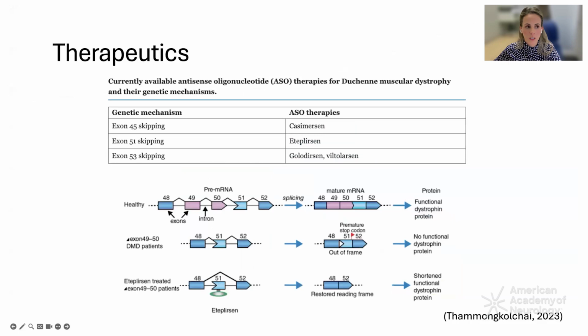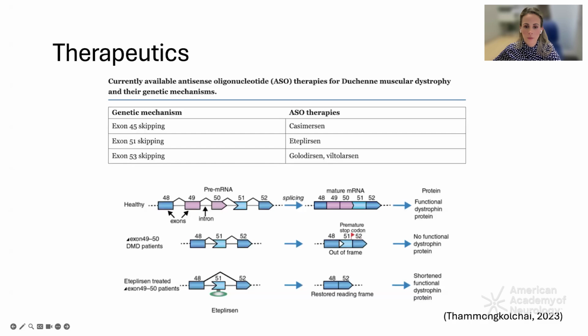There are therapeutic implications of this diagnosis, so exon skipping or gene therapy are available depending on the genotype of the patient. One example shown here is eteplirsen, which is an antisense oligonucleotide that binds to the complementary pre-mRNA. It's variant specific and can be used in about 14% of DMD patients.